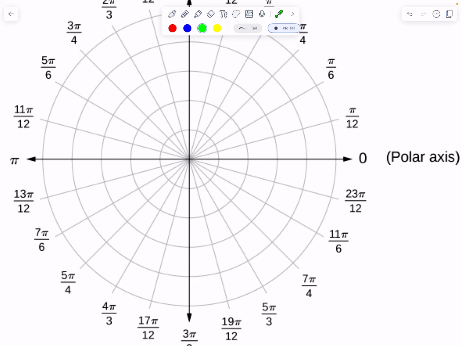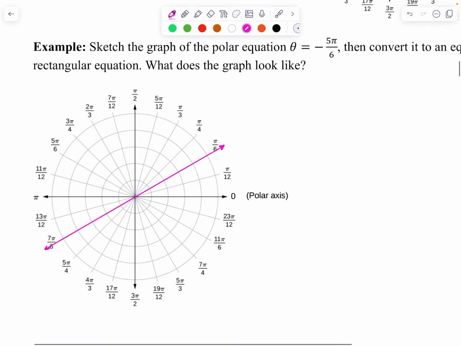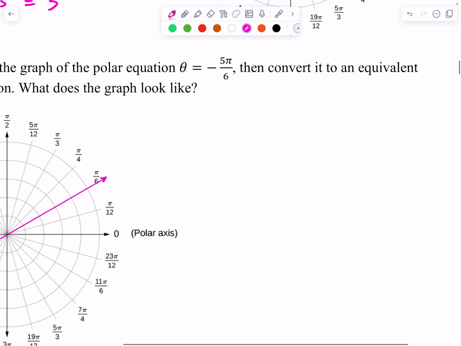And if we think about this equation, for all values of r, theta will be equal to negative 5 pi over 6. So if r is positive, we're going in this direction, graphing points towards the terminating side of the angle. And then if r is negative, we're going away in the opposite direction, towards pi over 6. So this ends up graphing a line.